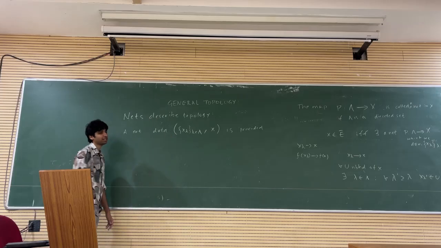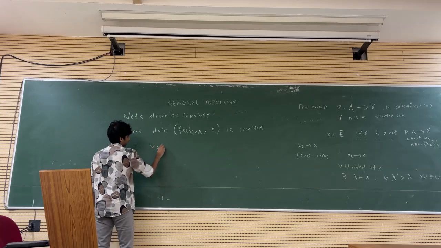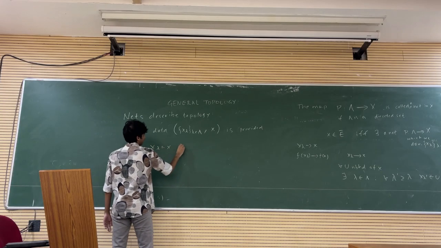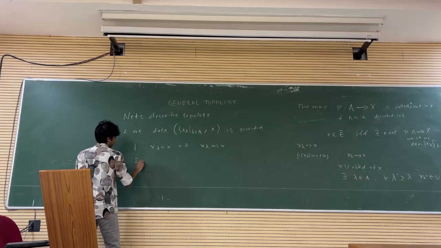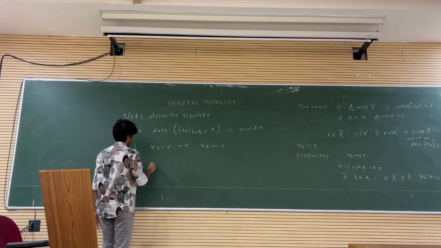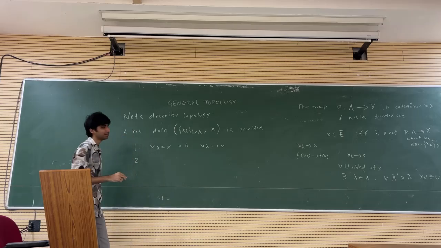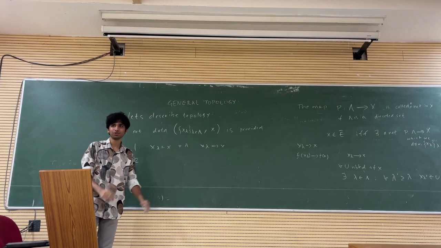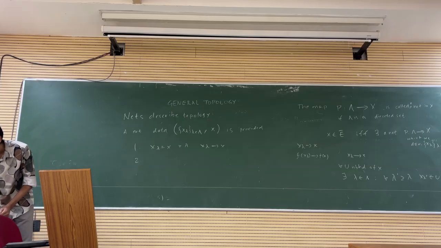We are basically trying to recover some things. First is x lambda equals x for every lambda, and x lambda goes to x. Second is if... There is one for each closure axiom. So basically these will become the same as closure axioms. For each closure axiom we have to stipulate a net axiom.